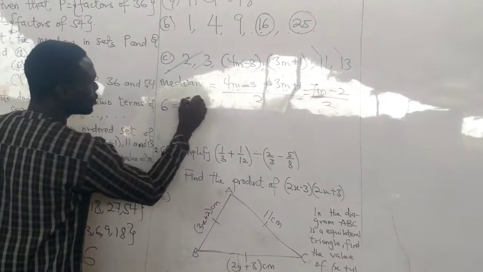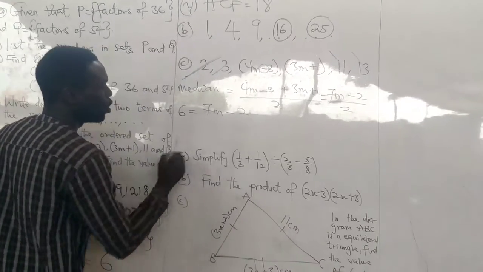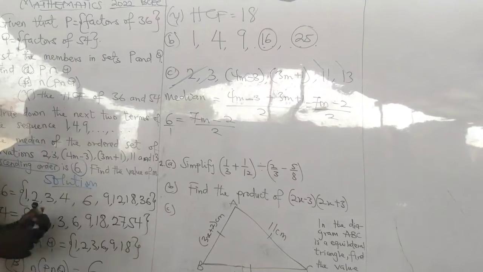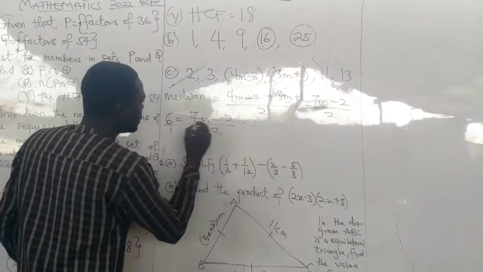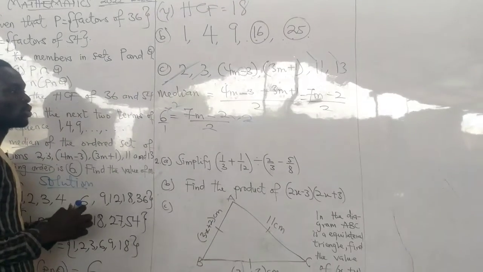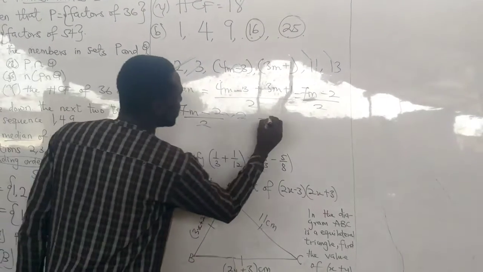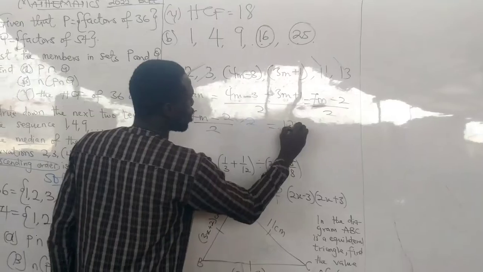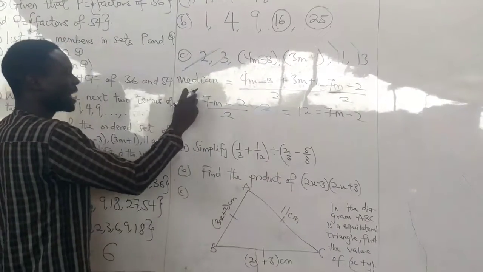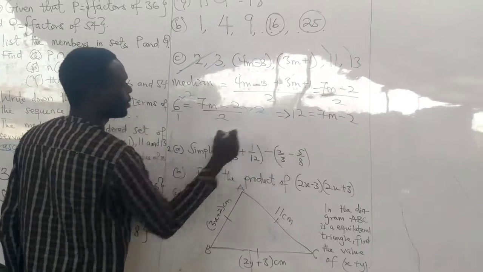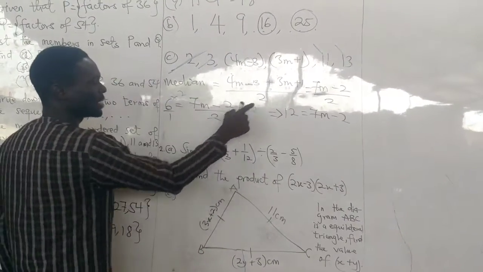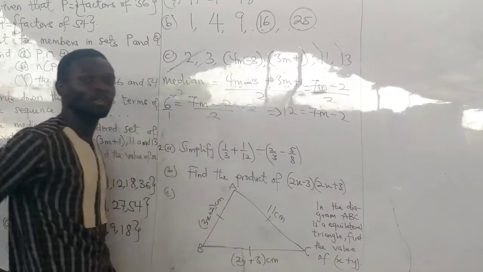So 6 is equal to 7m minus 2 all over 2. LCM is 2. Multiply both sides of the equation by 2. 2 will cancel out 2. So what do we have here? We are going to get 12 is equal to 7m minus 2. 6 times 2 is 12. The 2 has cancelled out, so we have no denominator of 2 here again.